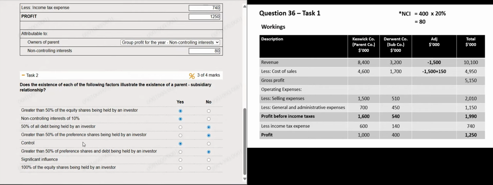The second last one is significant influence. Well, significant influence exists where the investor holds less than 50% stake or control in the company, and it is thus termed as an associate of the parent rather than a subsidiary. It is therefore not a parent-subsidiary relationship. And finally, 100% of equity shares being held by an investor. This one, without an iota of doubt, is a parent-subsidiary relationship, as parent has absolute control over the subsidiary.